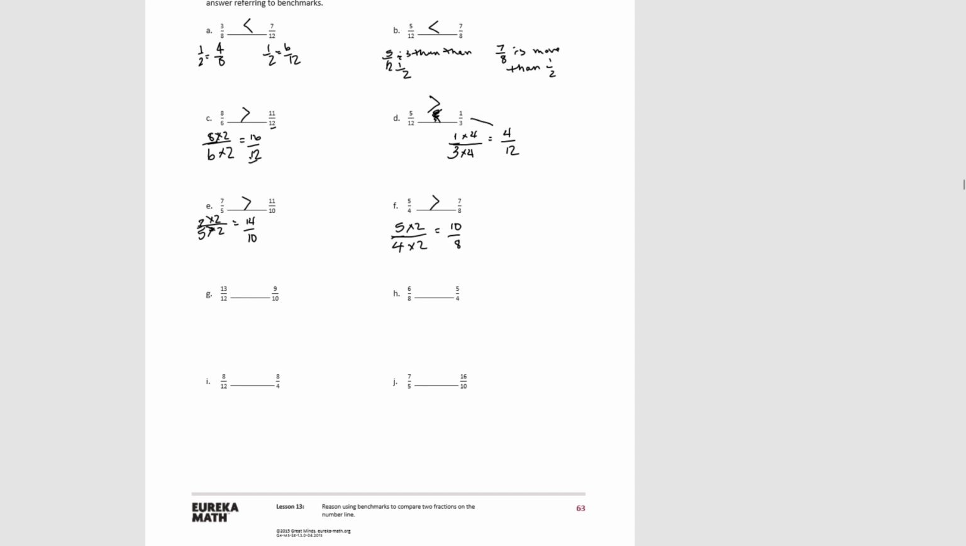Okay, for G, 12 and 10 are not factors of each other, so let's use our reasoning with the number line. So 13/12 would be equal to 1 1/12, whereas 9/10 is less than 1, since it would have to be 10/10 to be equal to 1. So 1 1/12 is going to be greater than 9/10, so 13/12 is greater than 9/10. Try H.